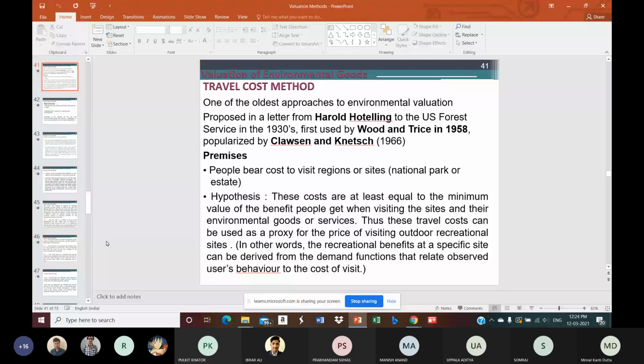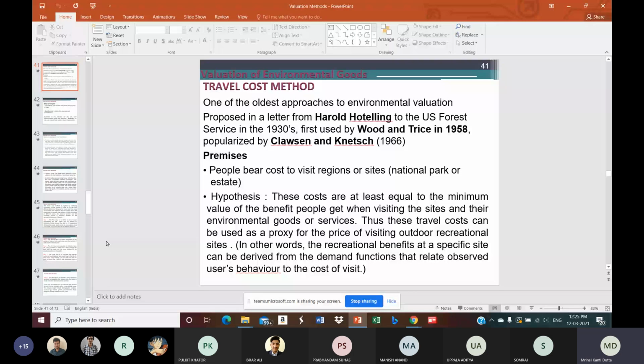Now, the basic premise of the travel cost method is that the time and travel cost expenses that people incur to visit a site represent the price of access to the site. So that way, in fact, people's willingness to pay to visit the site can be estimated based on the number of trips that people may make at different travel costs.